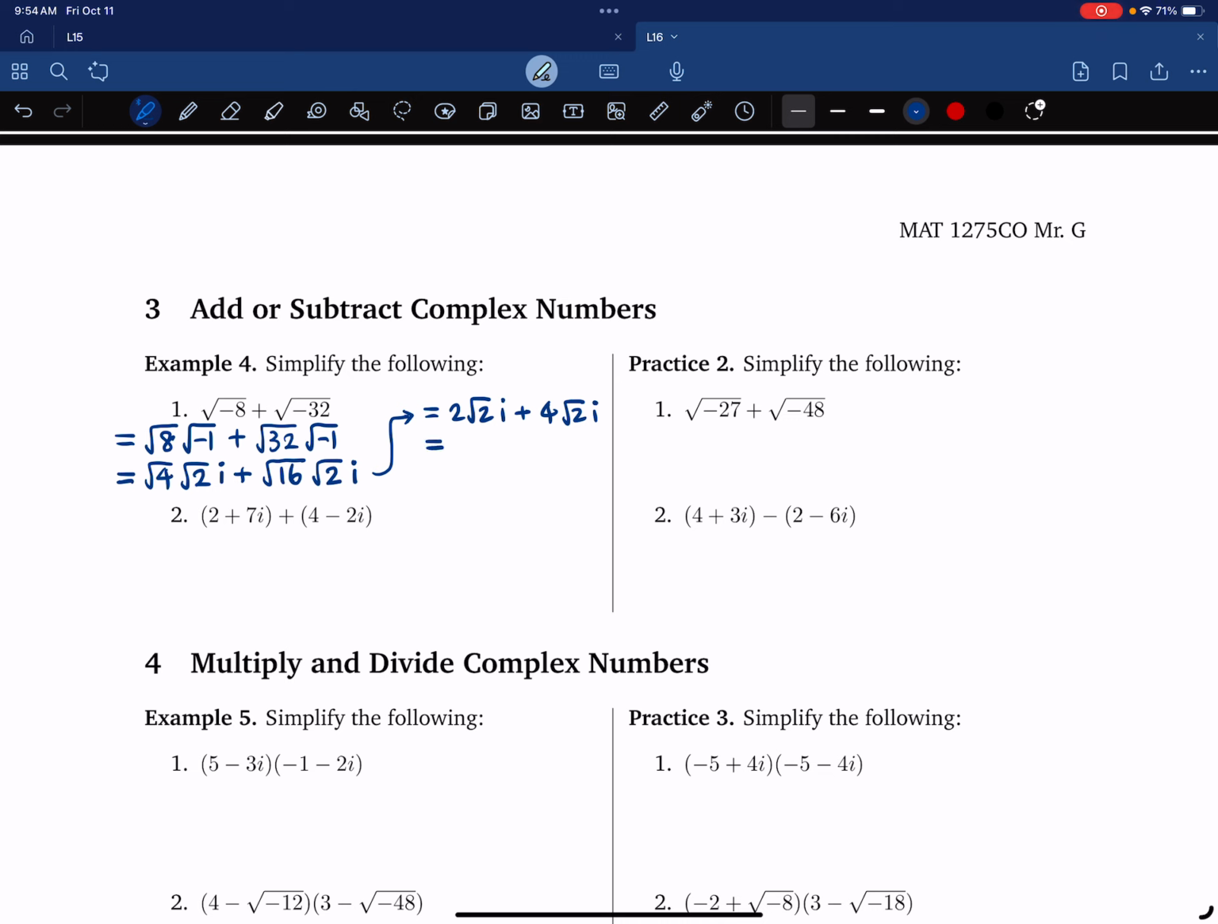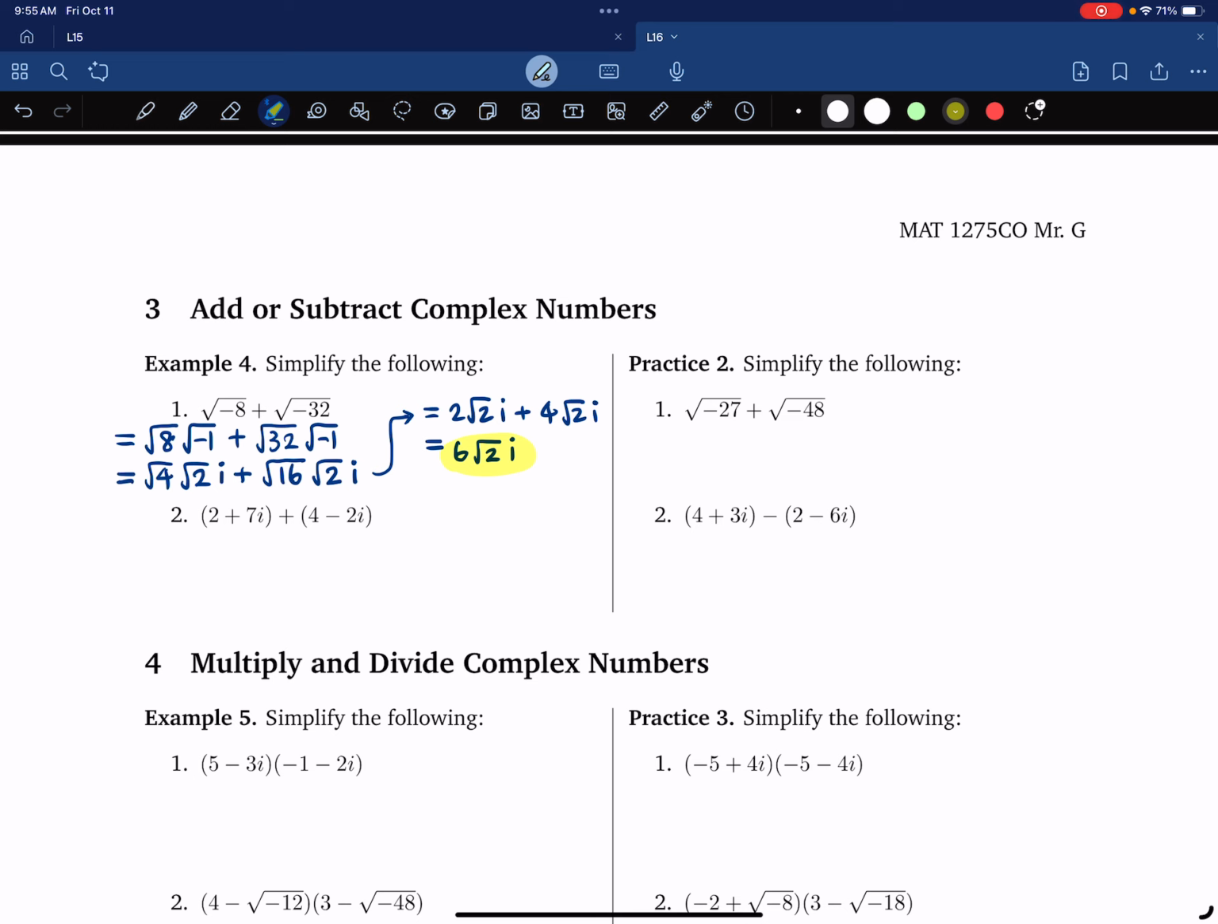And now we can combine these two, because we do have 2 radical 2, 4 radical 2. They are like radicals. They have the same radical parts, which can be combined. So that's 6 radical 2, and don't forget about the i. In order for you to make sure that you are able to combine them, you don't just check the radicals, right? You also need to check the i's. They both have i's, and that's how you know that you can combine them. Let's highlight the answer.